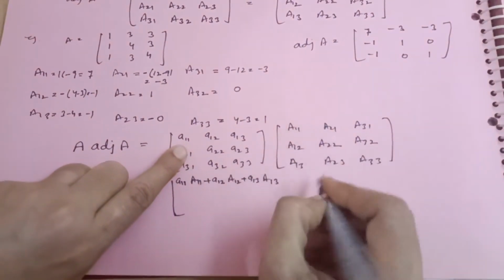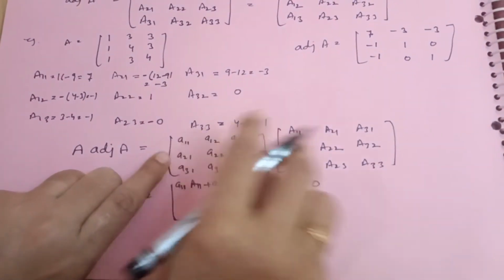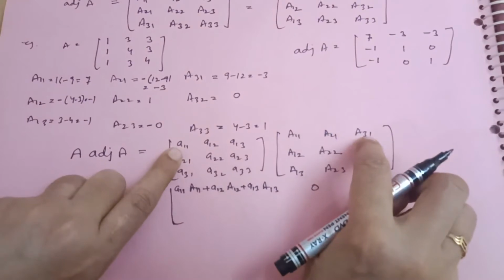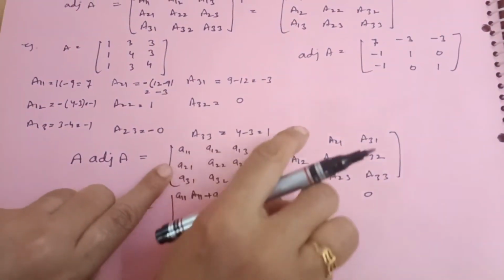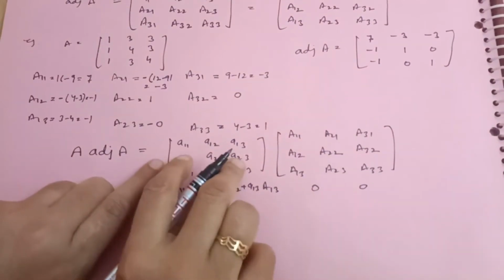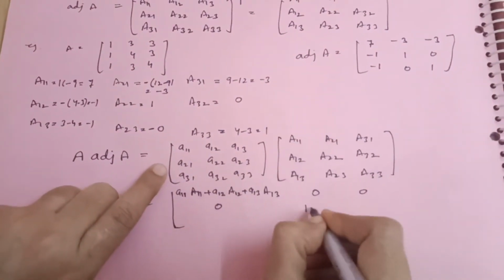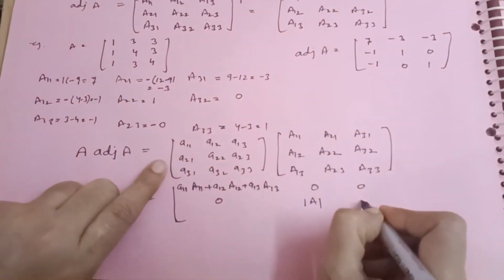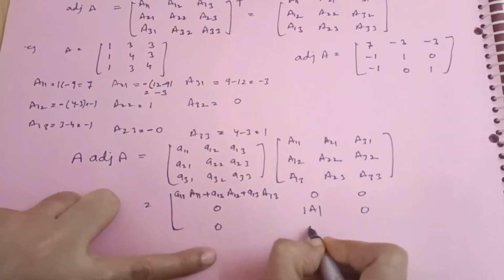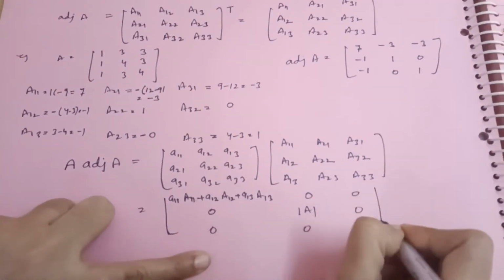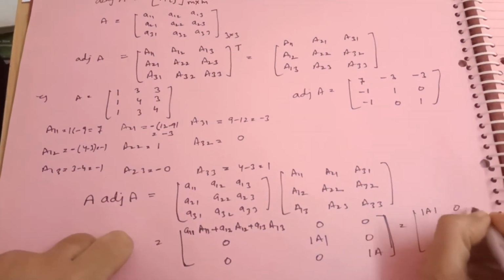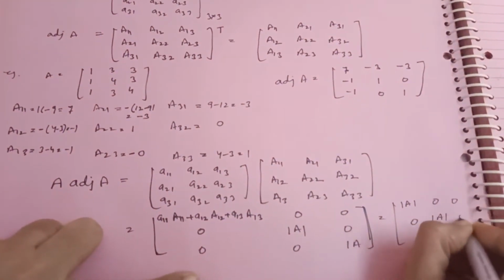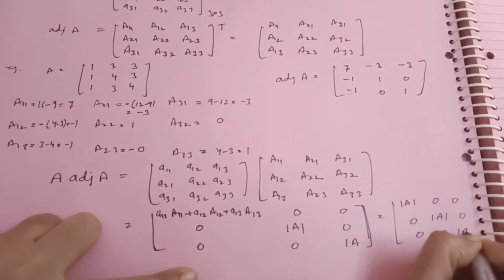This is nothing else but 0. If you are multiplying elements with another row's cofactors, that also will give you 0. Similarly A21 with A11 gives 0. But when A21 is multiplied with A21, this will give you nothing else but determinant. And here also 0. Similarly here 0, here 0. So what you got here is determinant A, 0, 0; 0, determinant A, 0; 0, 0, determinant A.